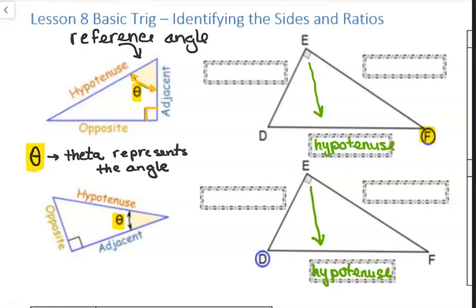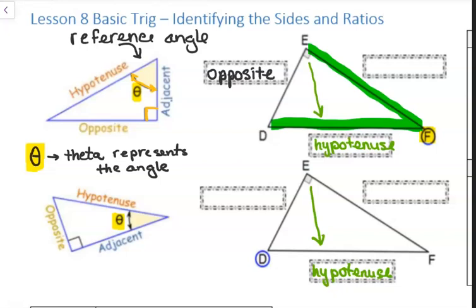So if I look at my top triangle, the F is my reference angle, so I'm going to highlight the two sides of that angle. The side I did not highlight is your opposite side. Okay. Now if I look at the second triangle, the reference angle is D. It's the other side, so do it again. If I highlight the two sides of angle D, the side that's left over is my opposite.